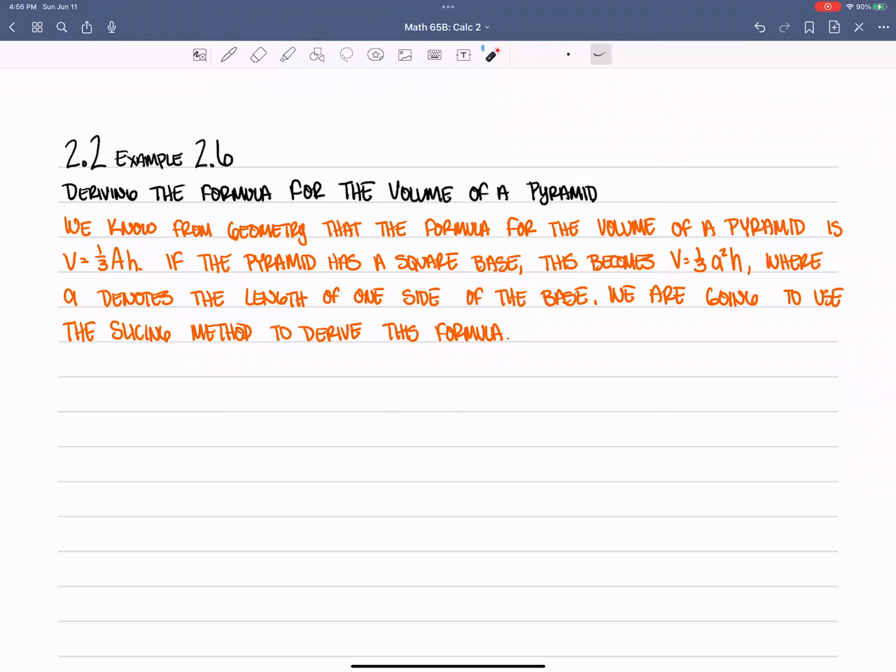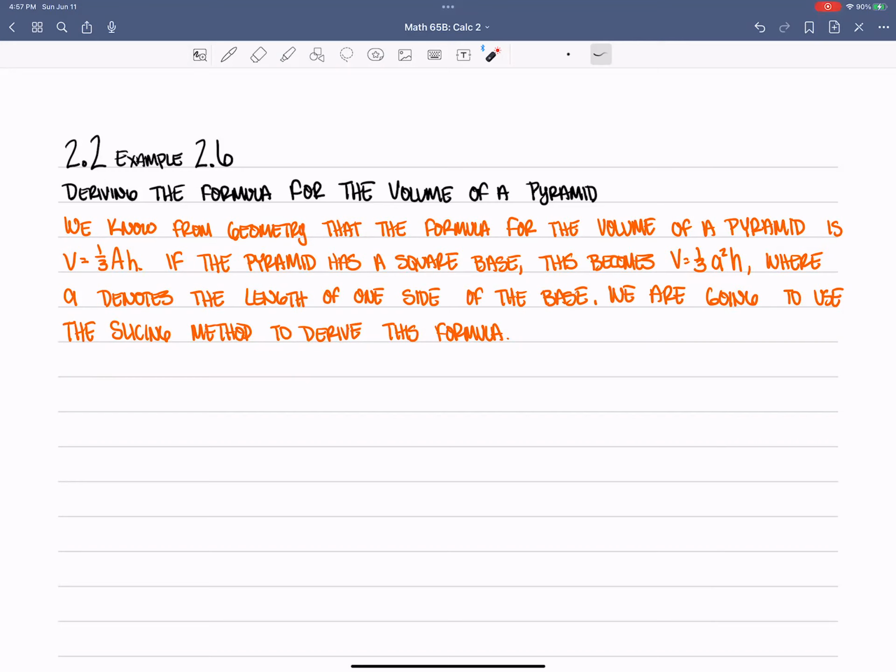Section 2.2, example 6, deriving the formula for the volume of a pyramid. So we know from geometry that the formula for the volume of a pyramid is volume equals 1/3 A times H, where A is the area of the flat surface that the pyramid sits on. If the pyramid has a square base, this becomes 1/3 a squared h, where a denotes the length of one side of the base, and all four sides are going to be the same.